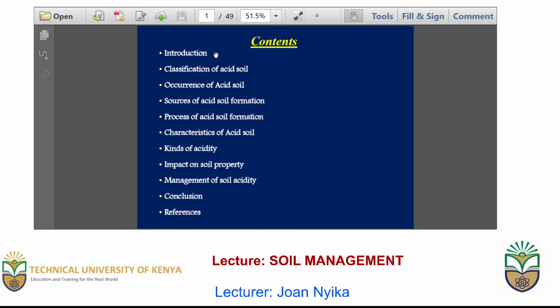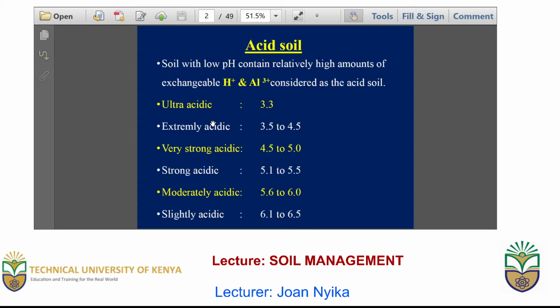In this class, I want us to understand what acid soils are, their classification, their occurrence, the sources of these soils, the processes involved in their formation, and their characteristics, their impacts, and also how they can be managed. What are acid soils? Usually, when you refer to a soil as acidic, it has a low pH and has relatively high amounts of hydrogen cations and aluminium cations. That is what we consider a soil to be acidic. It has low pH, high amounts of hydrogen and aluminium cations.